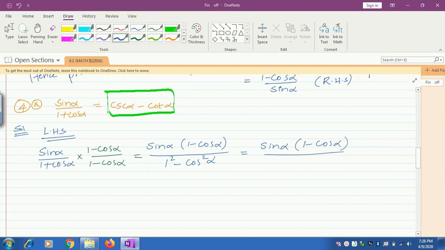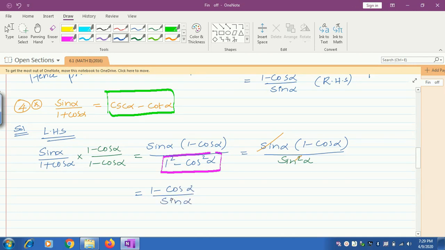This is over, and this is what we have taken, 1 minus cosine square, which is sine square, right? So I can write it here sine square. So what terms get cancelled? Sine and one sine get cancelled. The remaining you will have 1 minus cosine alpha over sine alpha.